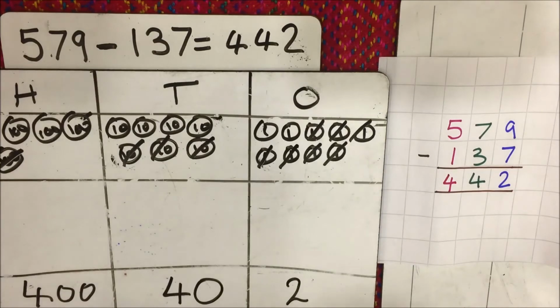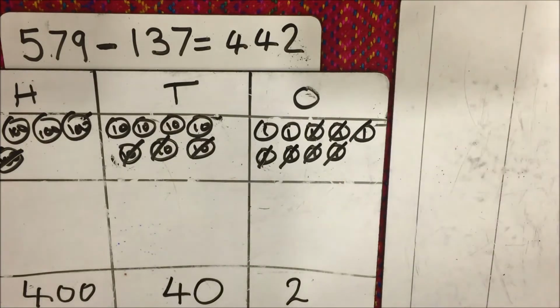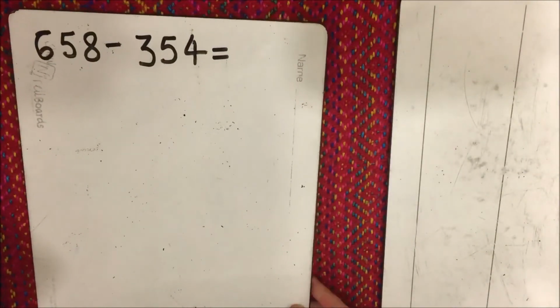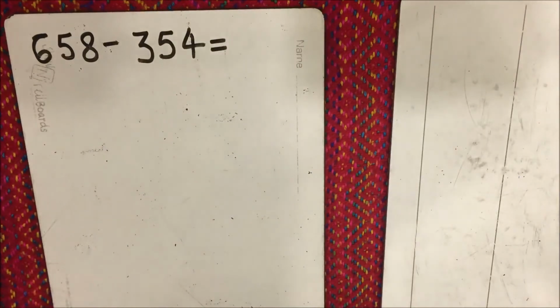If you are confident, you may now go on to your sheet uploaded to your portfolio. If you'd like more practice, I'm going to stay on to do one more with you. So you can either start your maths calculations or stay with me. So the next one is 658, take away 354. Have a go in your place value grid first, and then we'll do the column method together. By that time, I hope everyone is super confident.